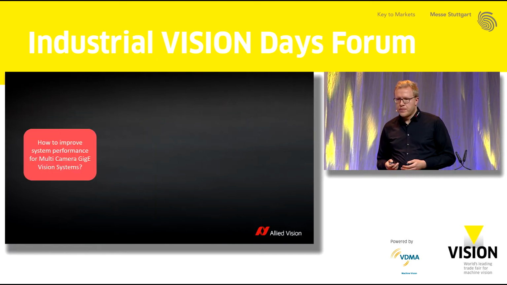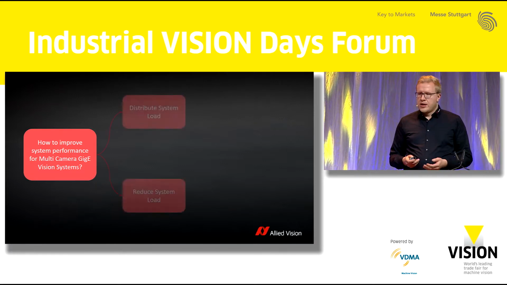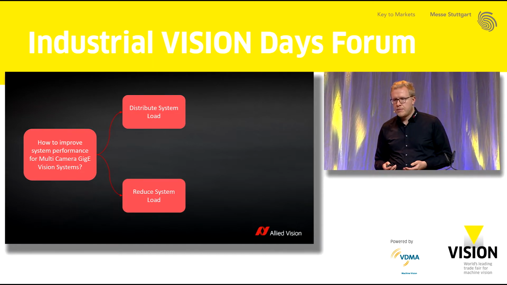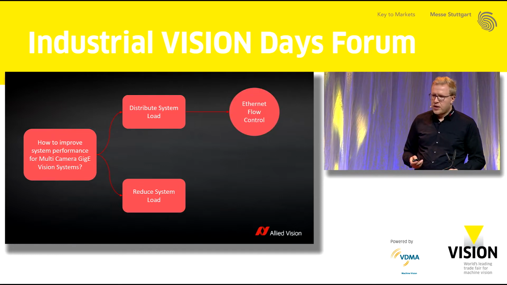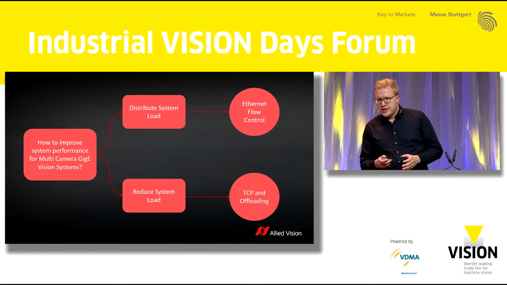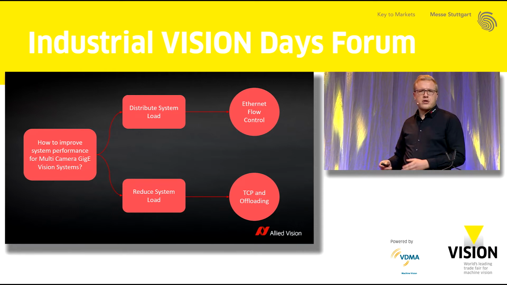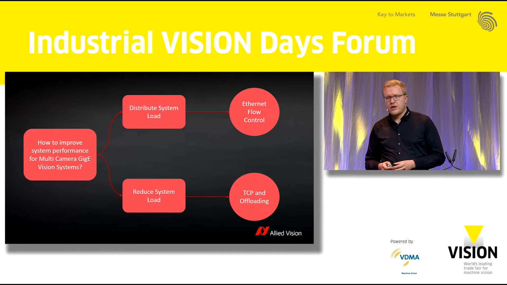So what can you do? How to improve the system performance of multi-camera GigE Vision systems? Today we talk about two ways to do that: either distribute the system load or reduce the system load. To distribute the system load, I really want to talk with you about Ethernet flow control, which is a feature that's based on UDP. And for reducing system load, we're talking about TCP and offloading, which is a completely different protocol to UDP. Let's take a look first at how Ethernet flow control works.